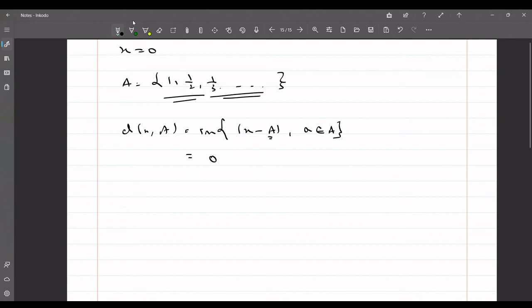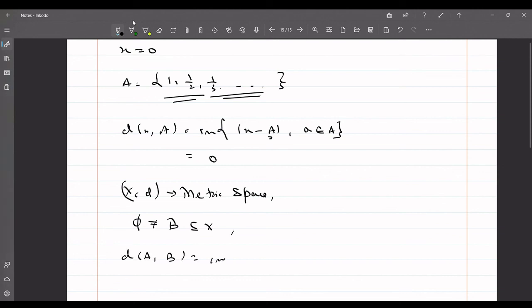Now in a similar way we can define a metric between two such subsets of a metric space. Suppose you have (X, d) as a metric space, and we have already taken A. We take one more subset B from X. So d(A, B) is defined as the infimum of the distance between arbitrary points of A and B.